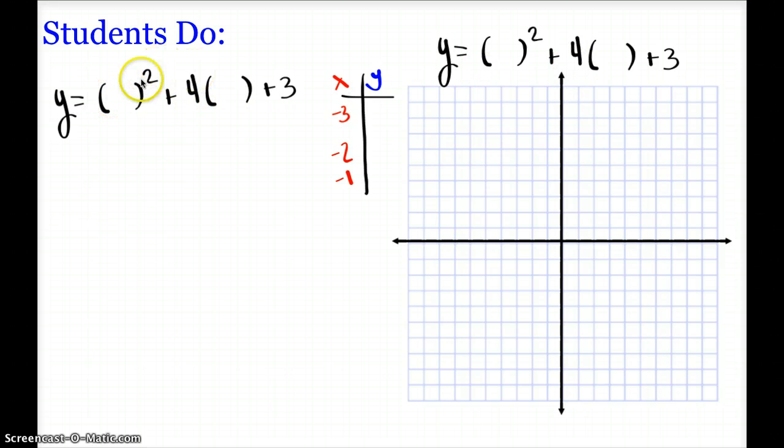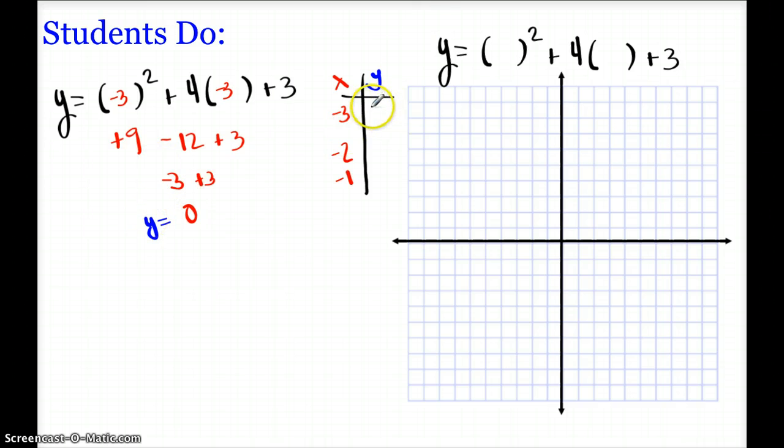I'll plug them in. I'll leave the work this time, so I'll have negative 3 and negative 3. Negative times a negative is going to be a positive 9. Positive negative is negative 12, and then positive 3. These two make negative 3 plus 3, and that equals 0. So our y value is 0.